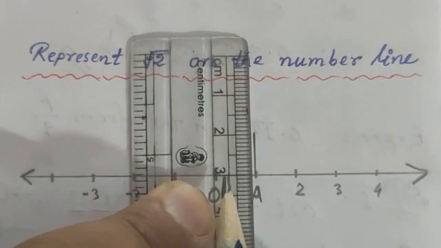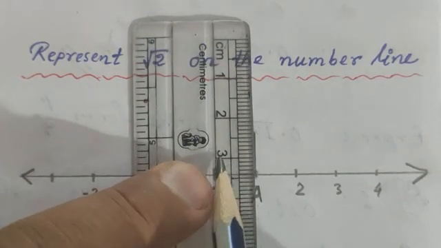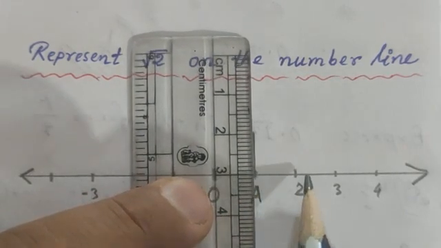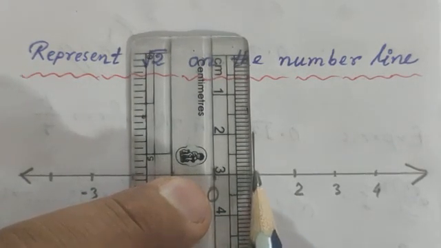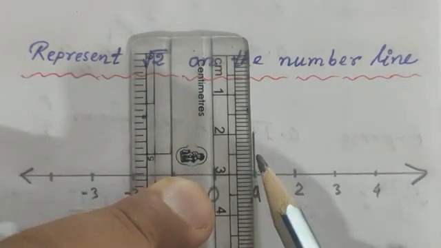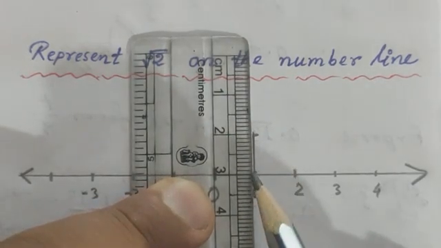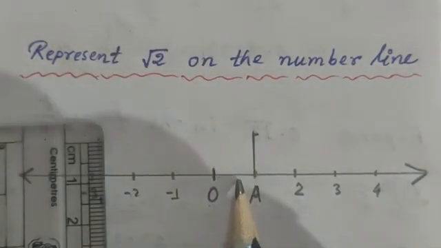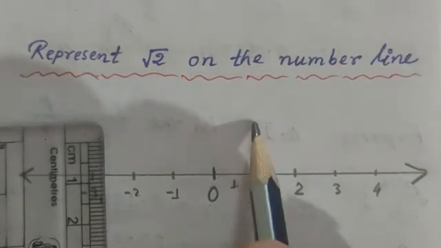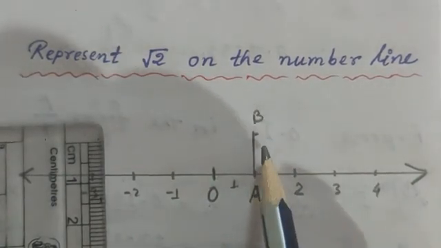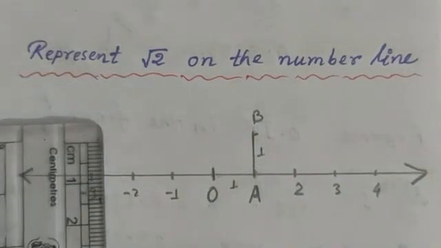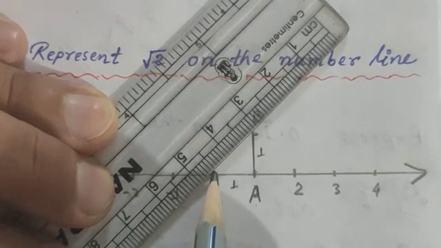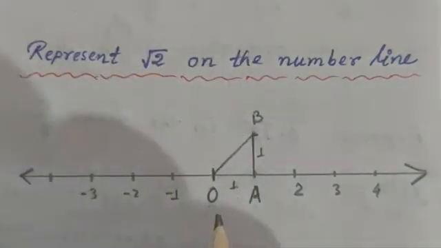How to draw the perpendicular line? See, the longer side of the ruler must fall on this straight line, the number line. Then automatically your line will be perpendicular, and make it exactly 1 unit up to here. So from 0 to A, this is 1 unit. From A to another point, suppose it is B, it is also 1 unit. After that we will join 0 and B.